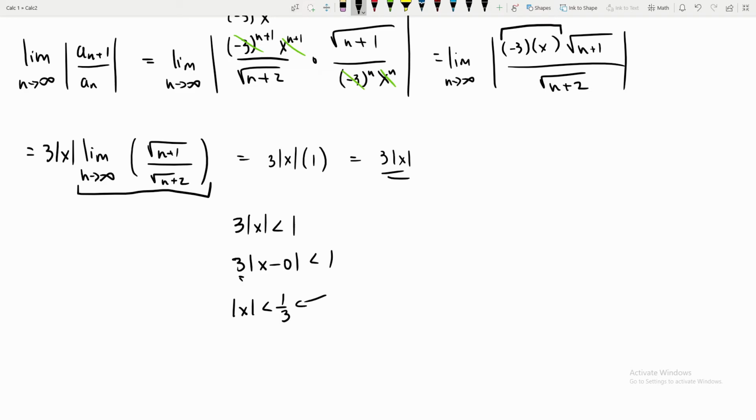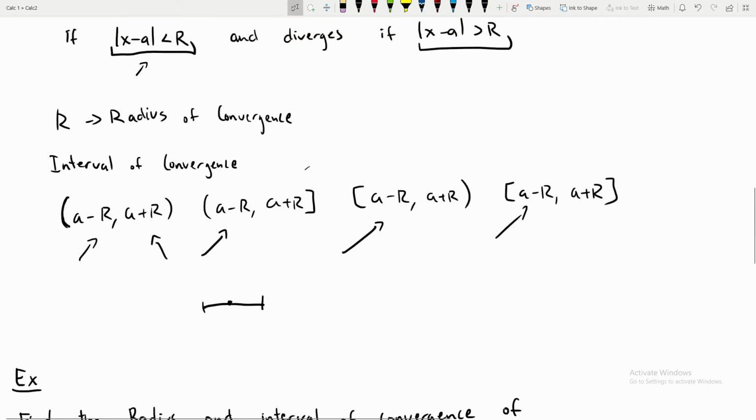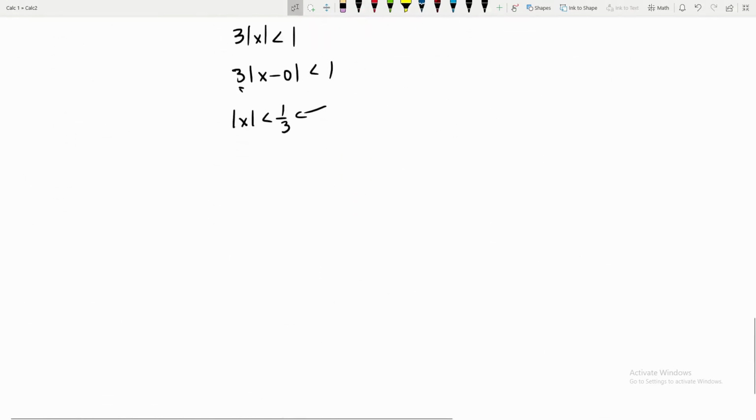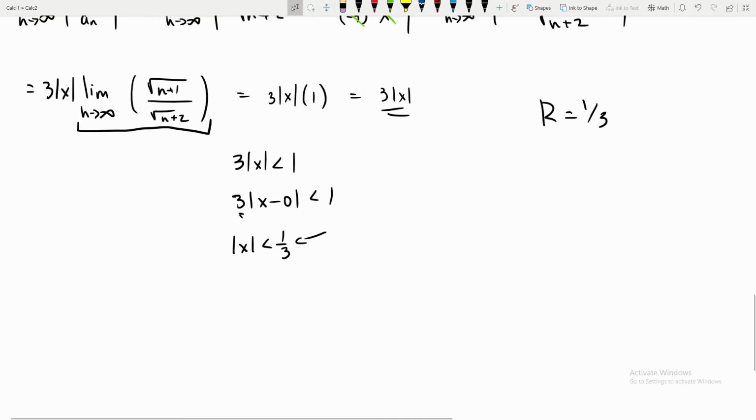And so there is our radius of convergence. So r is equal to 1/3. Now that we have the radius of convergence, we need to find the interval of convergence. And like I said, the interval of convergence can be any one of these 4 possibilities. So we need to find out which one of them it is. So let's go ahead and test the endpoints.